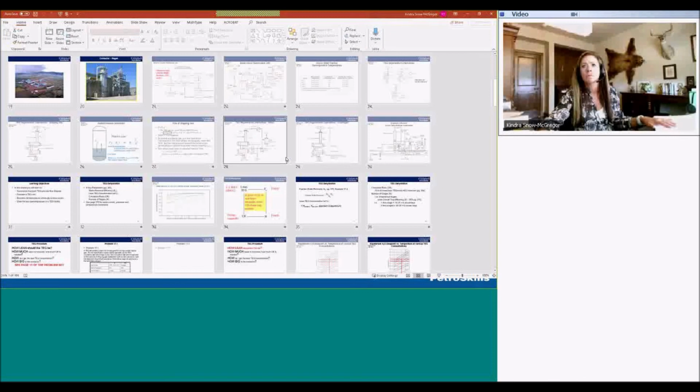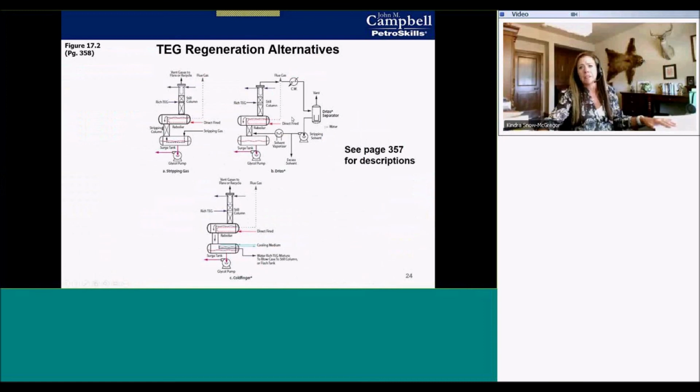So this kind of gives you an idea of the different options. With Drizo here, we're circulating a hydrocarbon solvent that reduces the vapor pressure of water, so I can get the gas really, really dry.